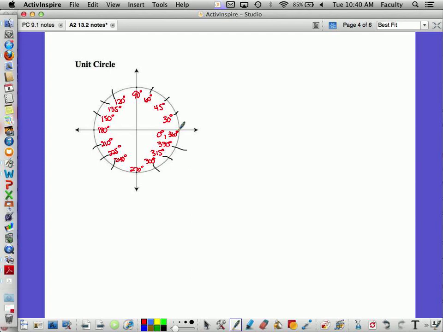Okay? So the degrees are equal. It goes 30, 15, 15, 30, around.